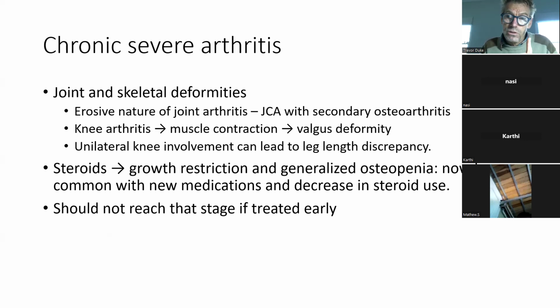And sometimes children get joint deformities because of osteopenia that can relate to disuse atrophy, or it can relate to steroids. Now we're seeing that much less these days when most children are not steroid dependent, but whenever you give chronic steroids to patients, they're at risk of osteopenia, and we need to think of that. Hopefully these days, not many children reach that stage if they are diagnosed and treated early.